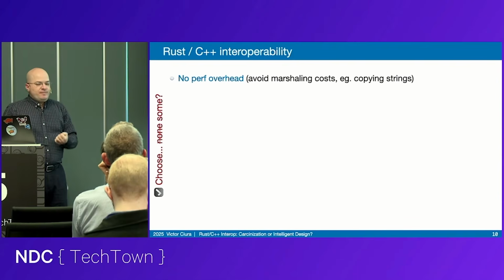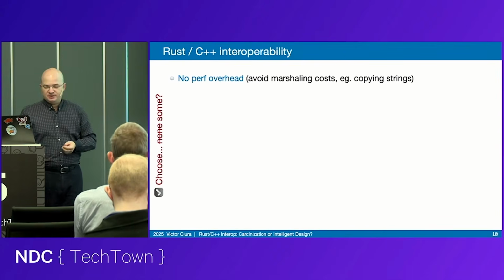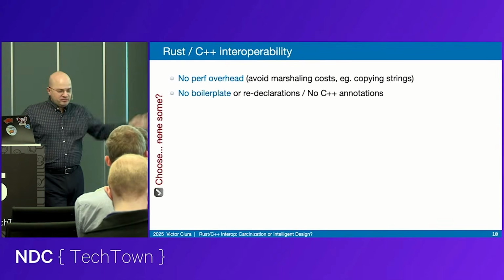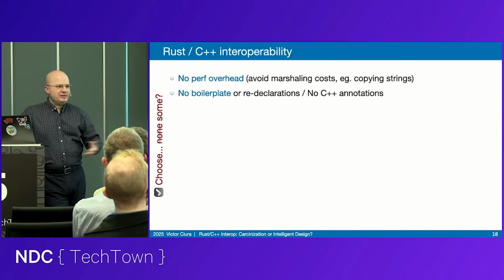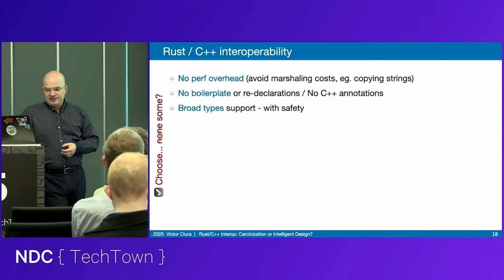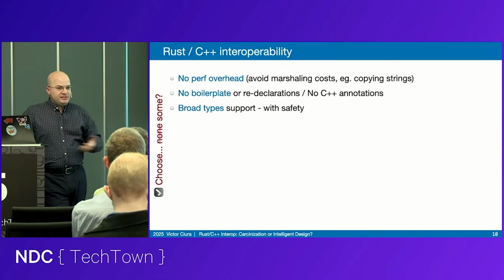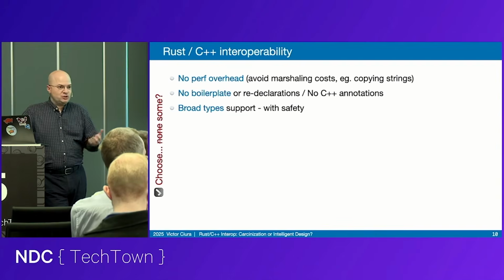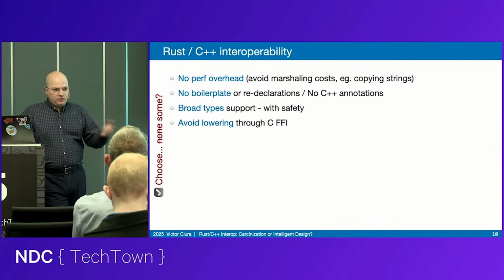When you ask people, they would tell you all sorts of top of mind things in this space. I don't want to pay for performance overheads. I don't want to deal with boilerplate annotations and all these things. I want broad type availability. I don't want to narrow myself to something with loss of semantics. Avoid lowering to C.